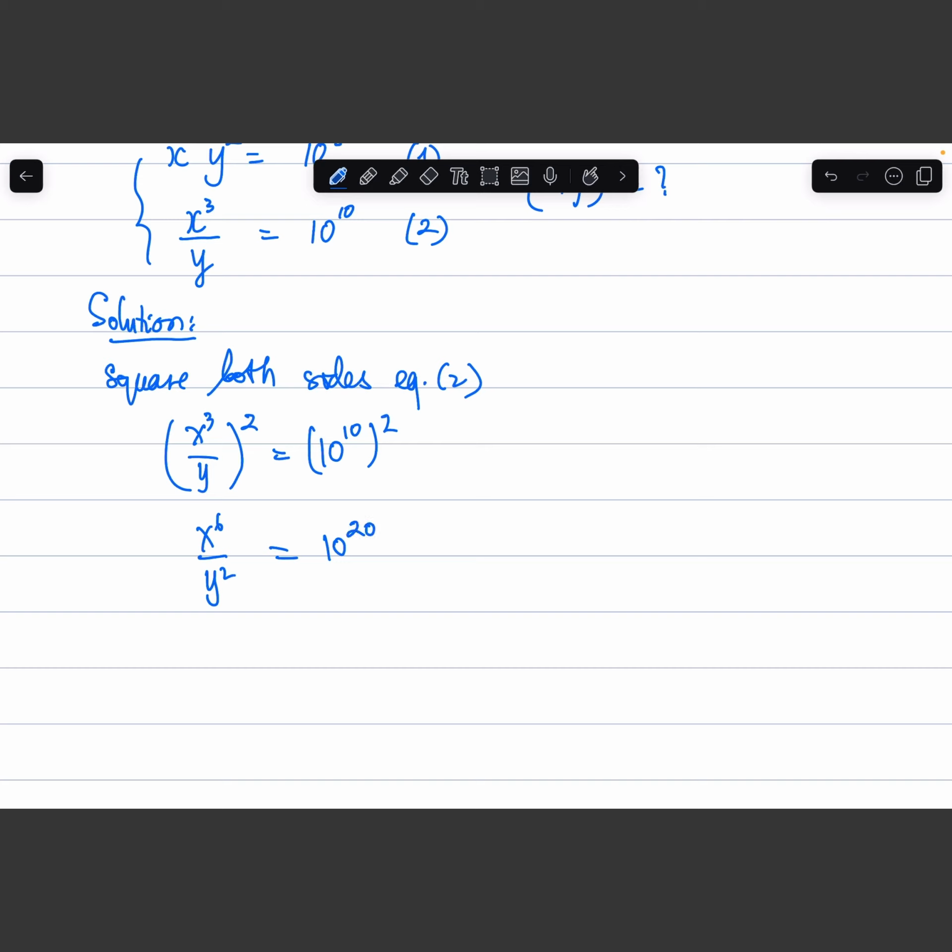This is because if we have a to the power n to the power m, this is equal to a to the power n times m. And if we have a over b to the power n, this is going to be a to the power n divided by b to the power n. Those are the rules we just used. And then we call the new equation equation 3.